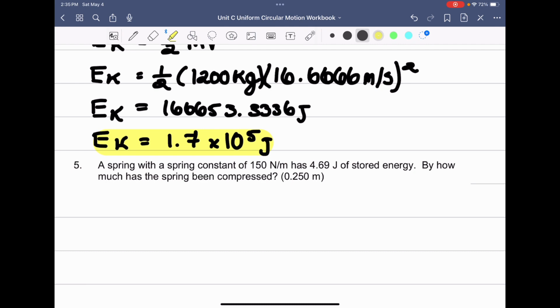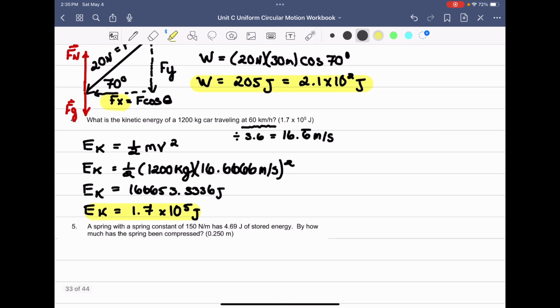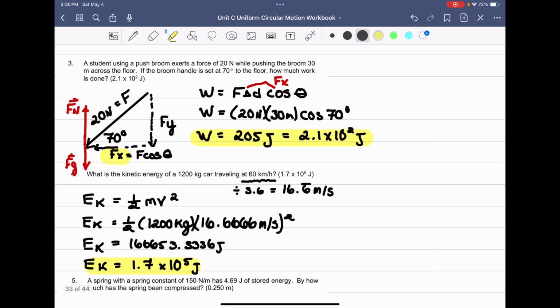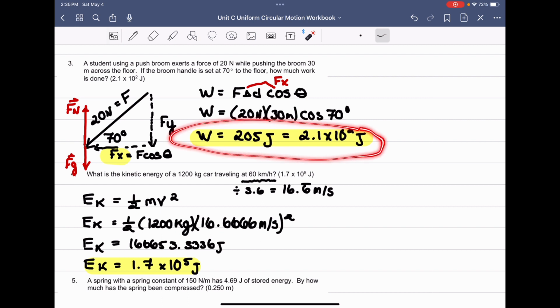There we go. Now, something I want to bring up before we even continue further is the following. Notice how if I have an object that is a broom handle and I'm pushing a broom across a floor, the work done or the amount of energy in this system is very low. We get a very low amount of energy.